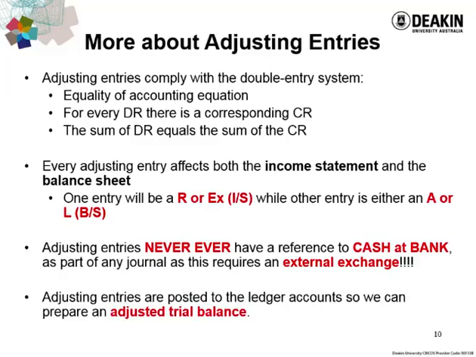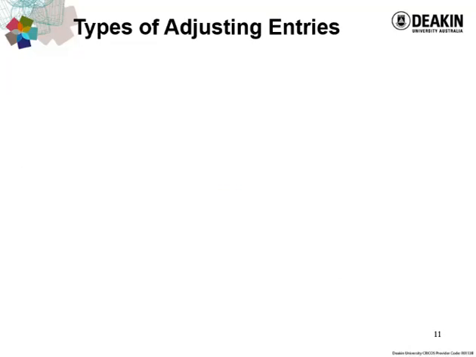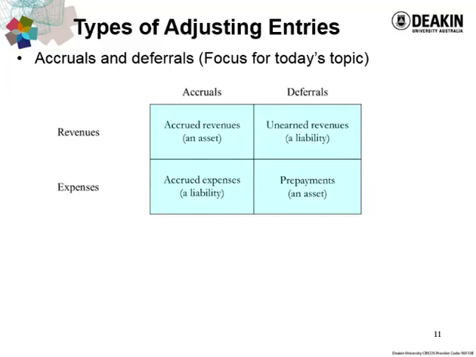When we do adjusting entries, we first record them at journal, then we post them to ledger accounts to update their total figure or balance figures. This allows us to then prepare an adjusted trial balance. This slide shows that there are 4 common types of adjusting entries. Under accruals, we have accrued revenues and accrued expenses.